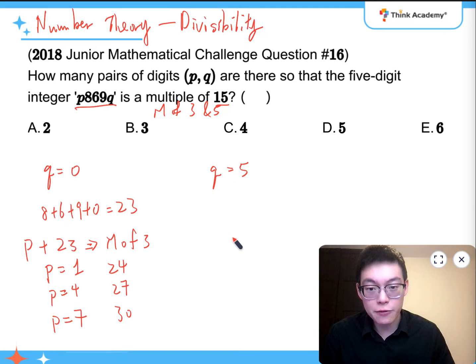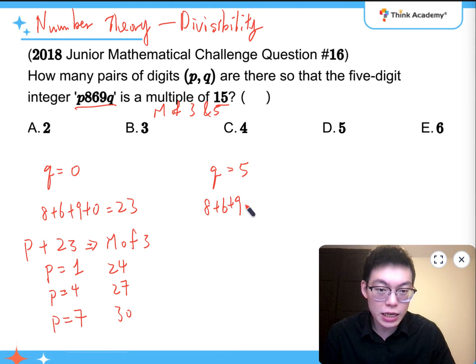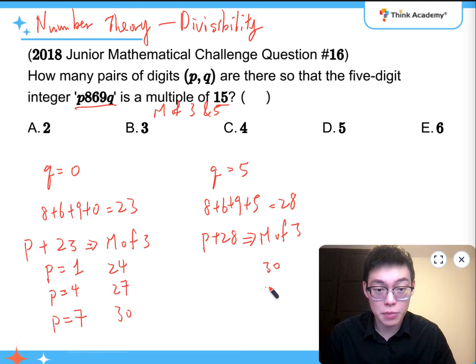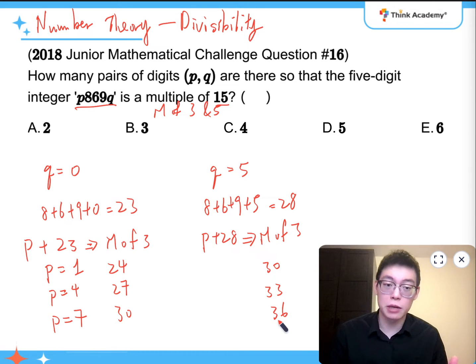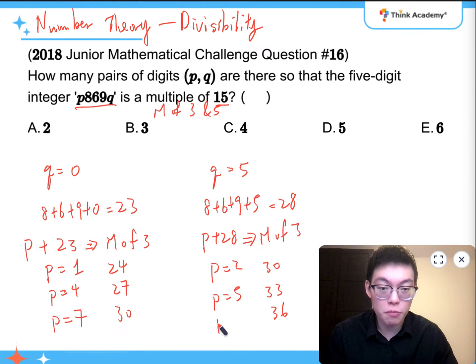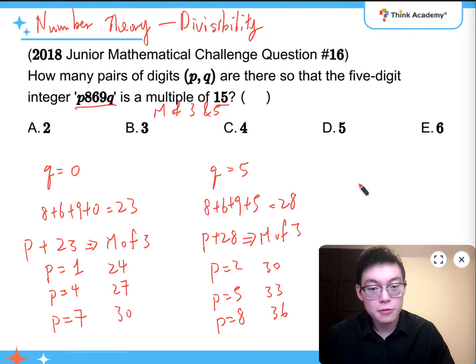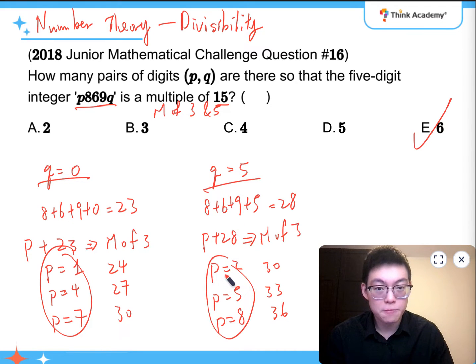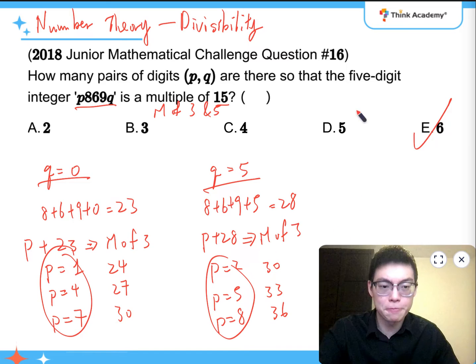And when Q is 5, we know that 8 adding 6 adding 9 adding 5 is 28. We also know that P adding 28 has to be a multiple of 3. So it can be 30, it can be 33, it can be 36, but it can't be 39. Which means that P is 2, or P is 5, or P is 8. Those are the 3 other possibilities. So altogether, we can see that there will be 6 possibilities. 3 of them when Q is 0, and 3 of them when Q is 5. Okay, so that's how we can solve this problem.